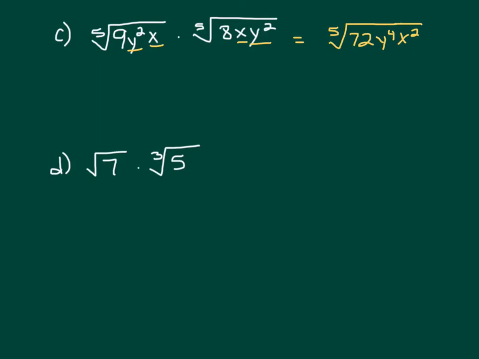D, the square root of 7 times the cubed root of 5. Well, since this index is understood to be a 2, and this is a 3, they don't match, so this one cannot be simplified using the product rule.